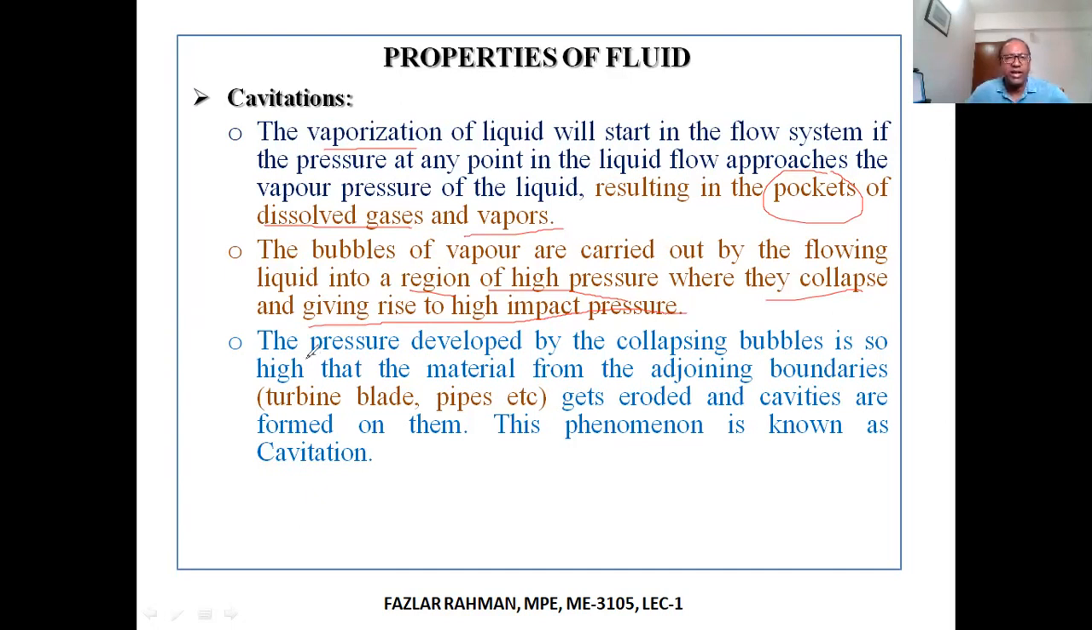The pressure developed by the collapsing bubble is so high that material from the adjoining boundaries, boundary means it might be a turbine blade or might be a pipe, gets eroded, and cavities, meaning small pits or small holes, are formed on them. This phenomenon is known as cavitation. And in theory 1, in the fluid mechanics lab, I think we have one experiment on cavitation, and you can observe that when cavitation forms in the fluid system.